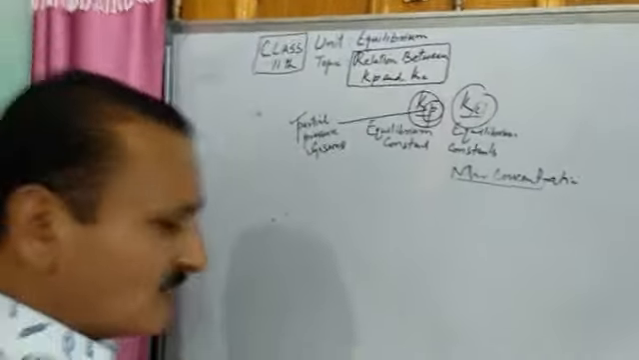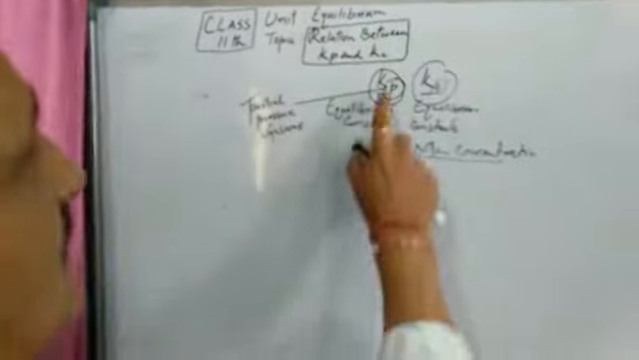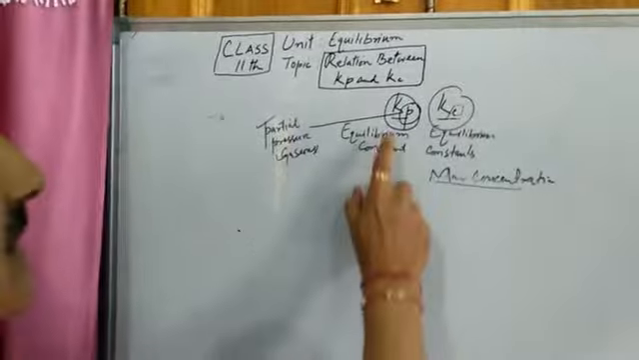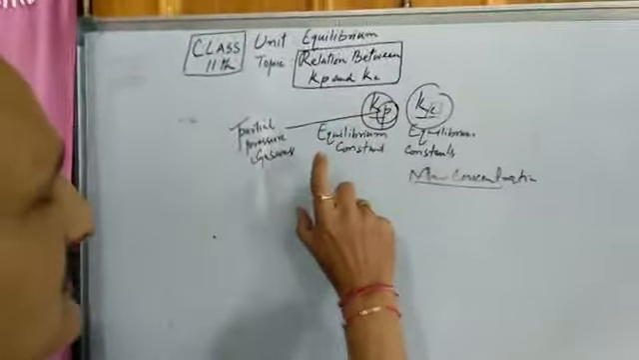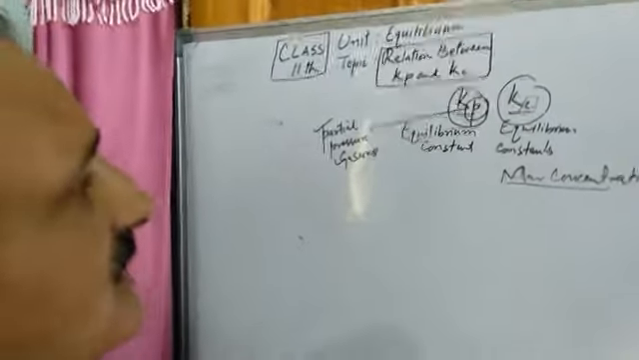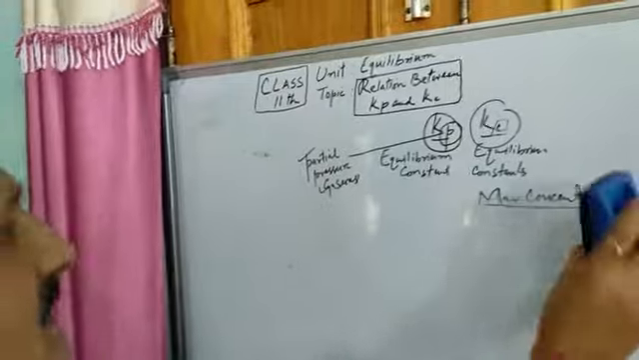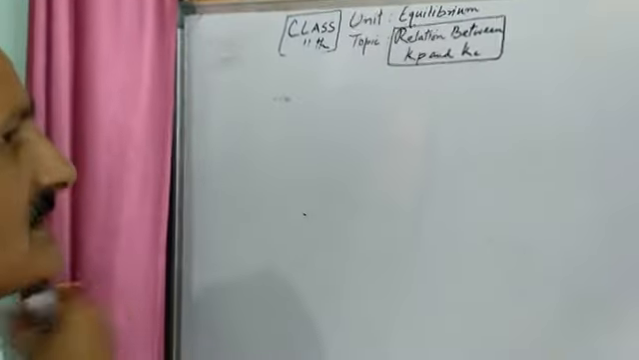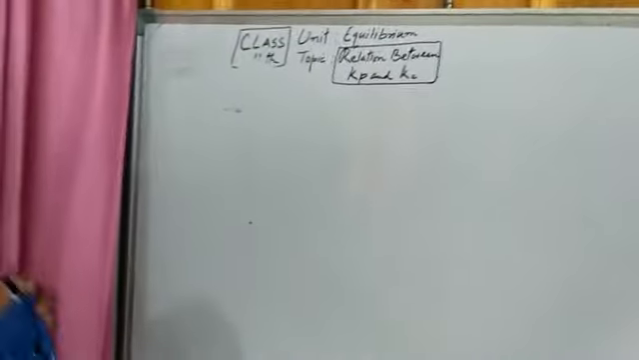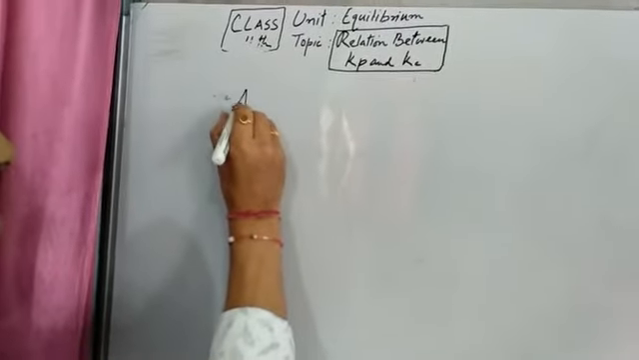So today we shall know about the relation between these two constants, that is the equilibrium constant in case of partial pressure of reactants and products, and the equilibrium constant in case of molar concentration of reactants and products. So let us know what is the relation between them. For that purpose, let us consider a reversible general chemical reaction.